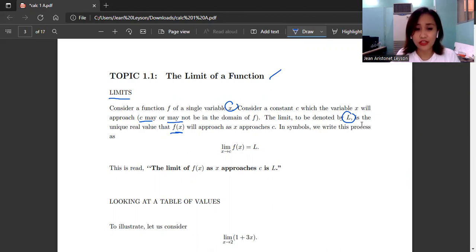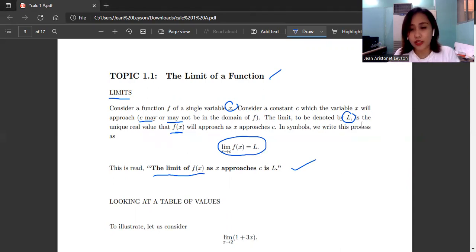So in symbols, we write the process as the limit of the function f of x as x approaches c is equal to L. This is how you read it. Again, the limit of f of x as x approaches c is L. If you recall our previous discussion, we have already talked about using the secant line in order to get the slope of the tangent line by looking for points that will get closer and closer to that certain value until such point they will be able to approximate and get the slope of the tangent line. So it's actually the same with this topic.